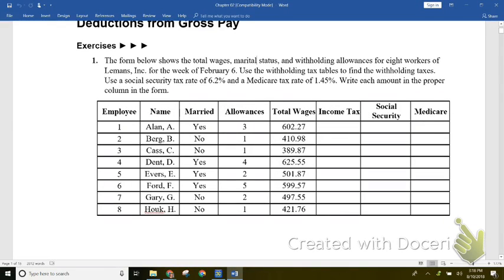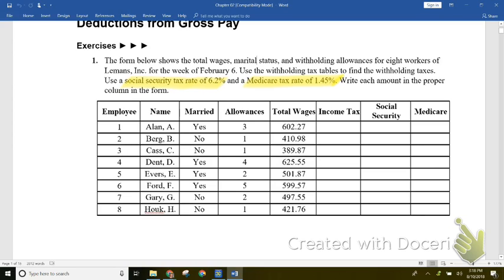Let's do the first question on this worksheet together as an example. So the first thing to notice here is that the Social Security tax rate is 6.2% and the Medicare tax rate is 1.5%. Now these have not changed in several years, but they could change during any fiscal year.